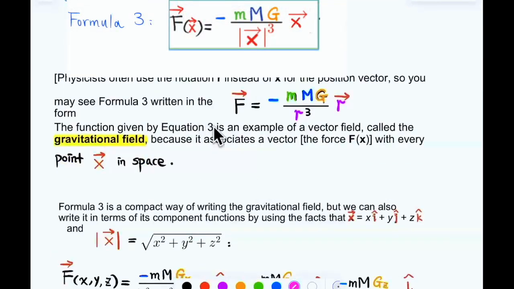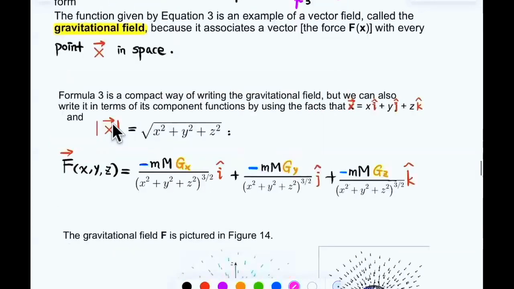So this function given by this equation is an example of a vector field. It's called the gravitational field. All right. What's the magnitude of this x here? It's the magnitude of the position vector, so it takes the square root of x squared plus y squared plus z squared.